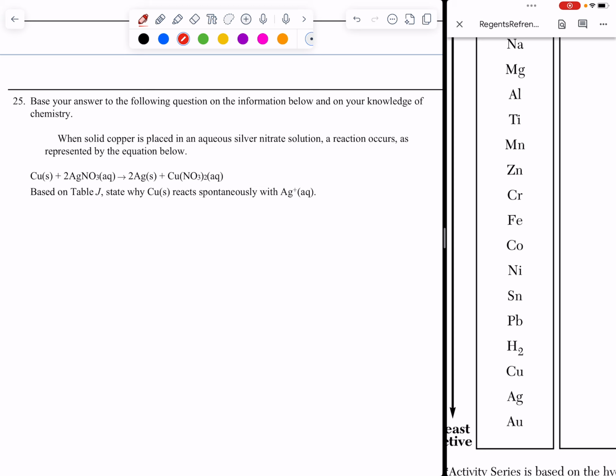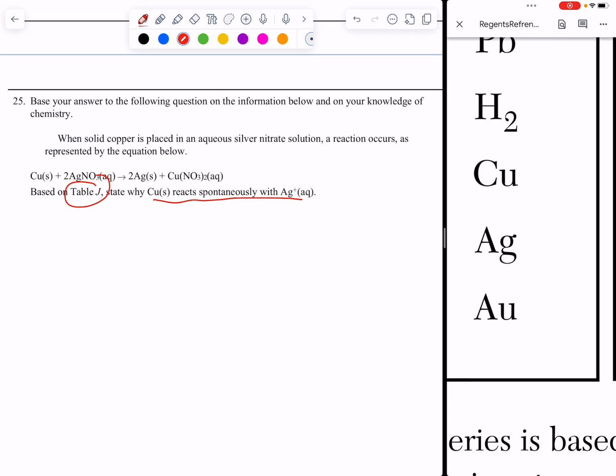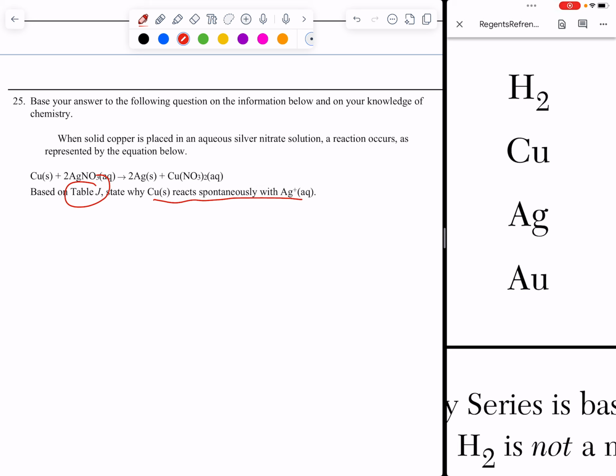Make sure you read everything. When solid copper is placed in aqueous silver nitrate solution, a reaction occurs as represented by the equation below. Based on table J, state why copper reacts spontaneously with Ag+. Key terms here: react spontaneously. It also tells you table J as a big hint. So why does copper react spontaneously with Ag+? If we look at the table, we're looking for copper and silver. They're right here on the bottom. Silver is the least active and copper is the most active out of these 2.